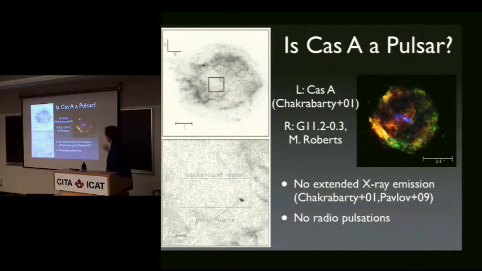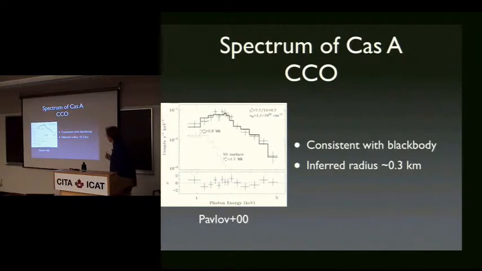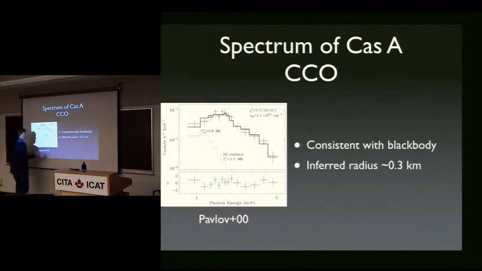The first question you can ask is, is this object a pulsar? This is one of the early papers looking at the point spread function, seeing it's consistent with the Chandra point spread function at that location. Whereas young neutron stars that are radio pulsars often show a pulsar wind nebula. Here, there is no radio pulsation. When people looked at the spectrum of Cas A, it looks kind of black body-like, but the inferred radius of that black body is only 0.3 kilometers, which is a little bit small for a pulsar polar cap, which might be one reason you'd expect a small portion of the surface to be heated. And you don't see pulsation here.